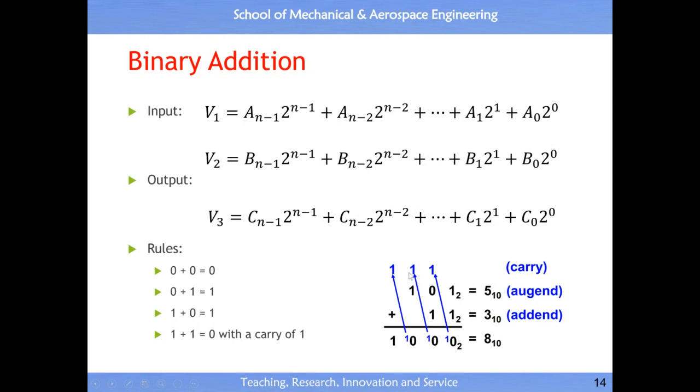Then at this position, we only have a 1, 1. Okay, 1 plus 1 equal to 0 with a carry of 1. Then at this position, we only have a 1. Then 1 plus empty equal to 1. Then this is the final result. Okay, so you can verify 5 plus 3 equal to 8. Then this is the binary representation of 8. Okay, so this is correct. This is a correct result.